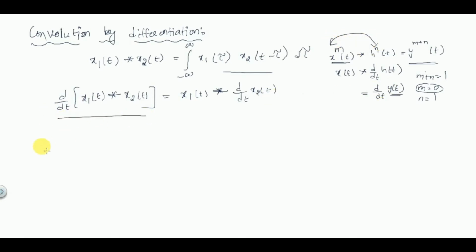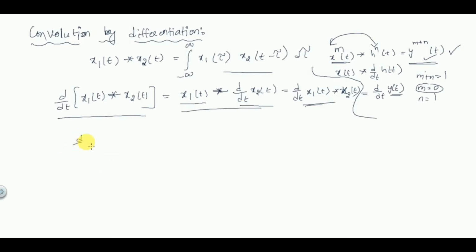So if you take the differentiation of convolution between two signals, you can write it as x1 of t convolved with d by dt of x2 of t, or you can also write it as d by dt of x1 of t convolved with x2 of t. Okay, so both are same using this property of convolution. So this is the application of this property, right? So d by dt of this can be written like this.